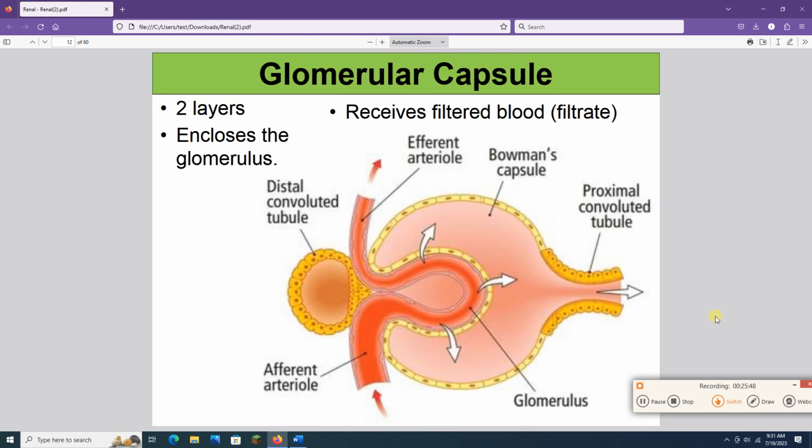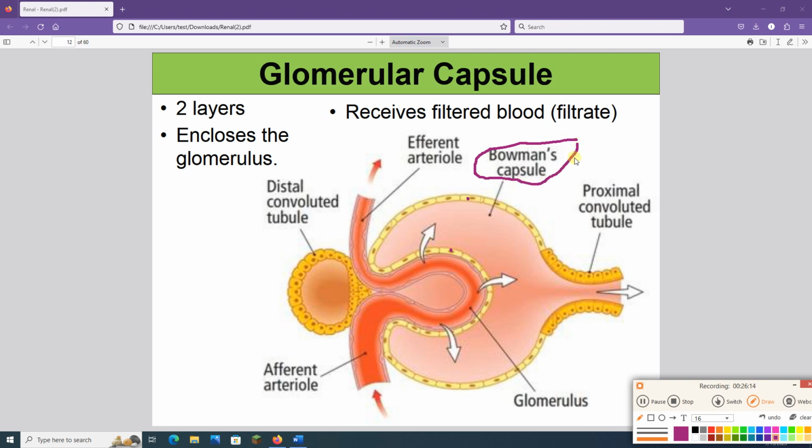Fantastic. Let's talk glomerulus. No, let's not talk glomerulus. Let's talk glomerular capsule. The glomerulus, of course, was the ball of capillaries where filtration occurs. The glomerulus is enclosed by a double-layered structure called the glomerular capsule. Double layer, 1, 2. Sometimes the glomerular capsule is known as the Bowman's capsule, old-fashioned name right there. And the glomerular capsule is going to receive that filtered blood.